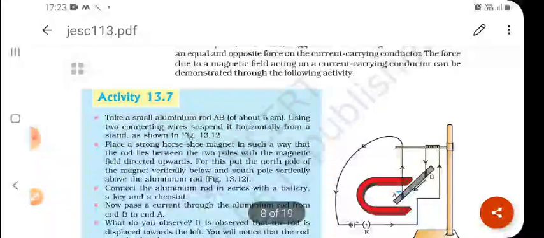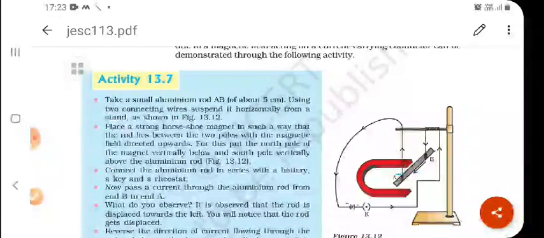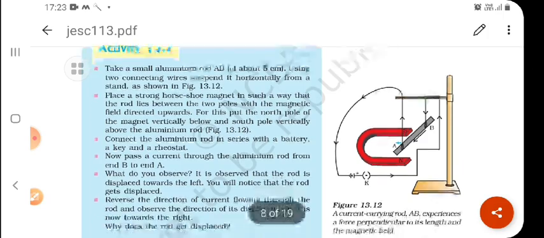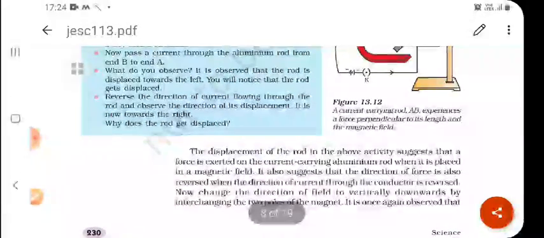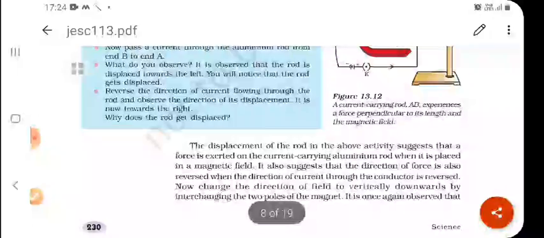So you can see here the magnetic field given by the horseshoe magnet, north and south, and when we place this current carrying conductor, the hanging rod AB, it experiences a force perpendicular to its length in the magnetic field. So this is the principle we are using in the next topics. We have to conclude from this that a force is experienced by the current carrying conductor when it is placed in the magnetic field. The displacement of the rod in the above activity suggests that a force is exerted.